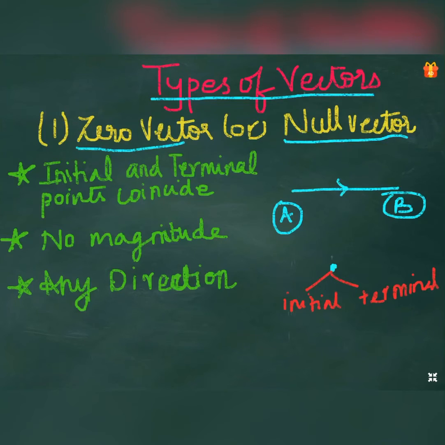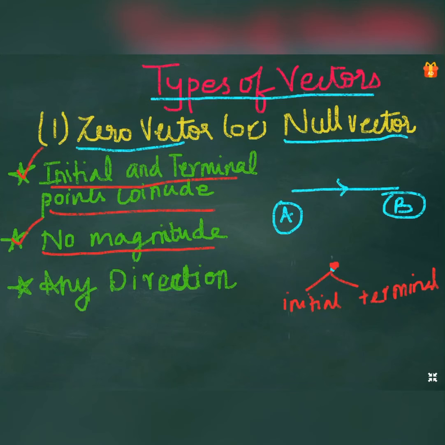So the first thing to note in a zero vector is that the initial and terminal points of the vector coincide. Now this vector does not have any magnitude, because it is just a point vector. That is the second thing to note in a zero vector: there is no magnitude for a zero vector.